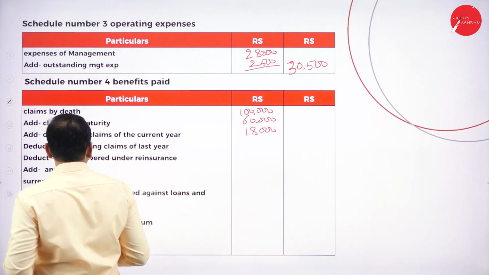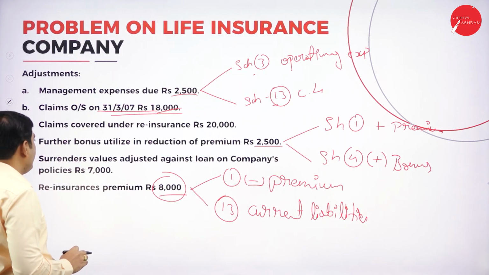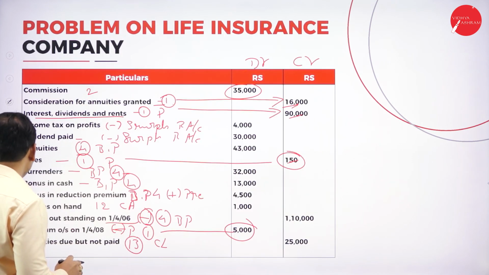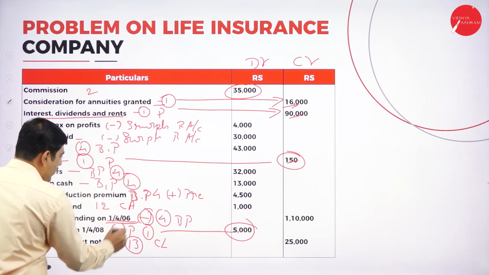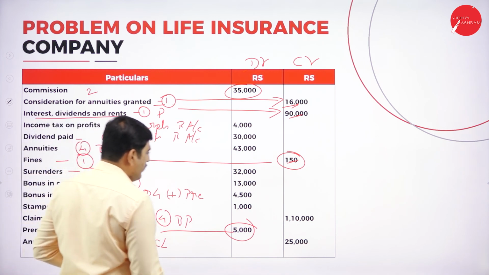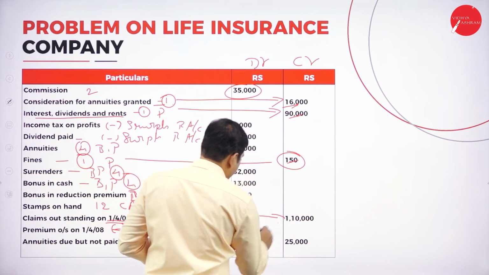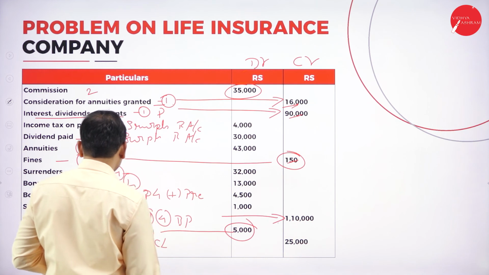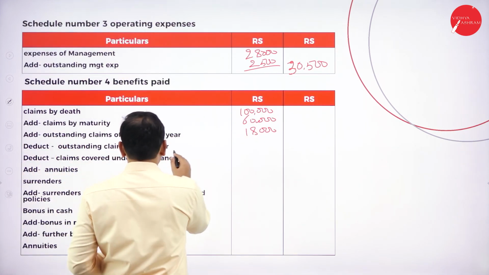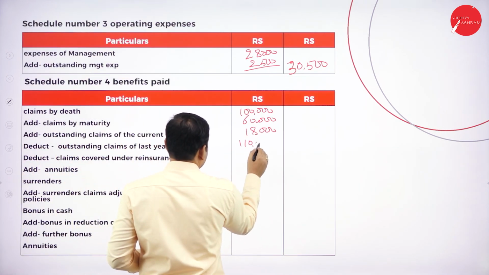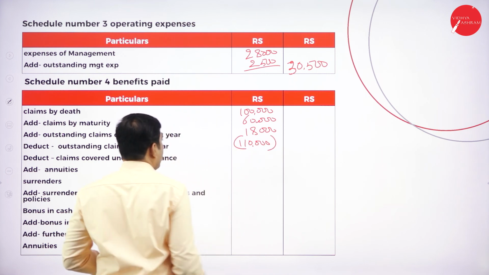Again, deduct outstanding claims for last year. It will be given in the trial balance. See, look at the claims outstanding for last year. It is 1,10,000 here. So we can deduct 1,10,000. I'm writing it in the bracket.